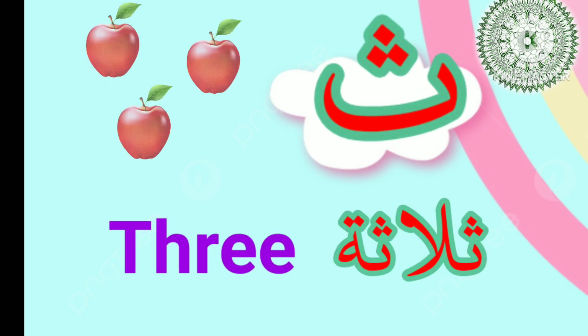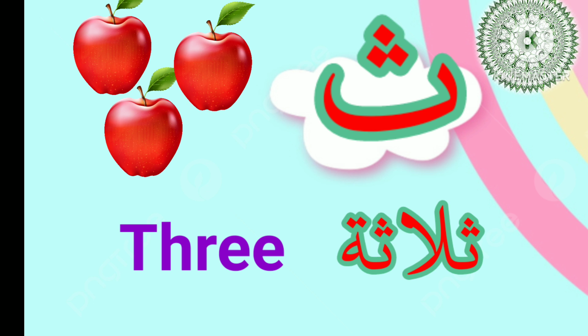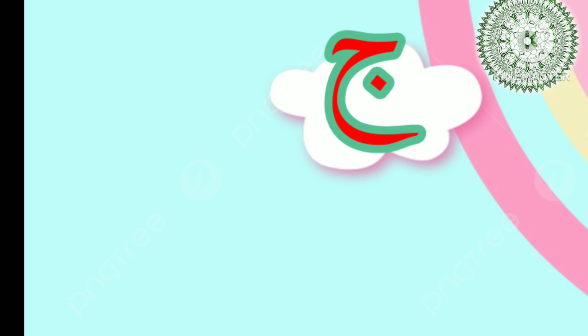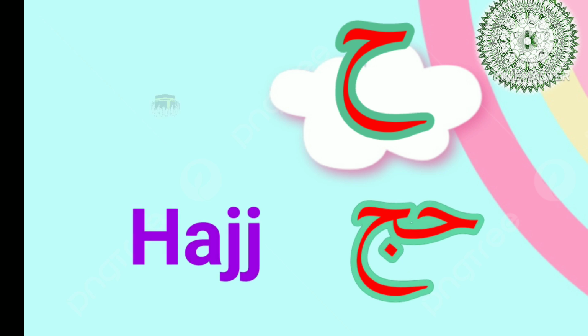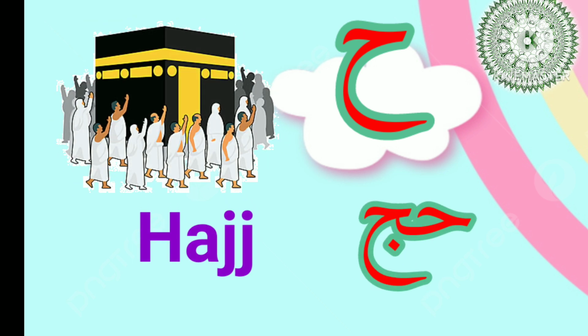Sa. Sa is for Salasa. Salasa means 3. Jim. Jim is for Jannah. Jannah means paradise. Ha. Ha is for Hajj. Hajj is the pillar of Islam.